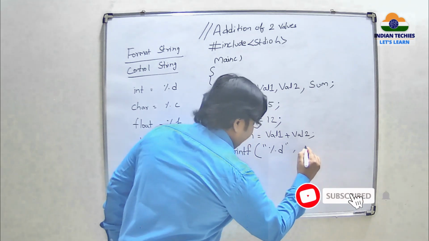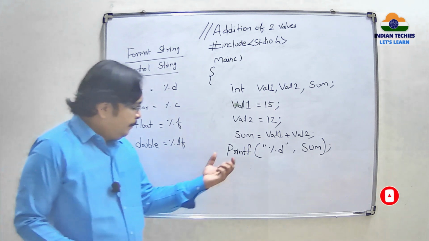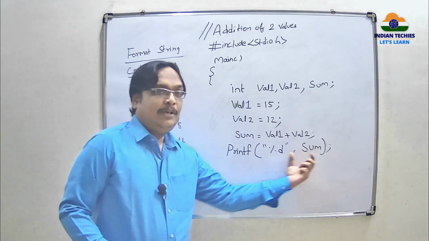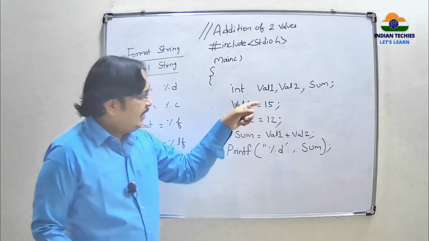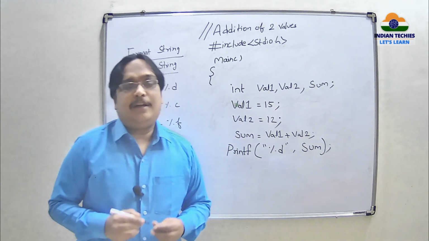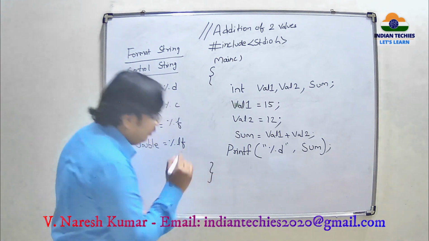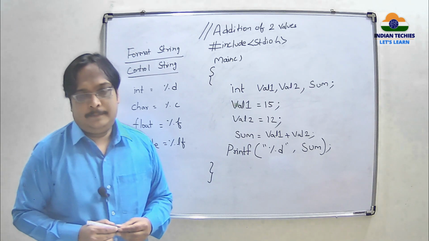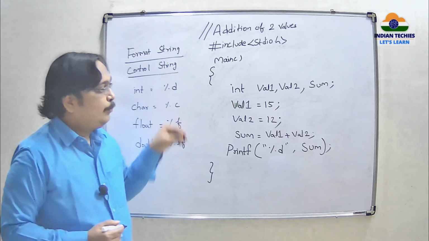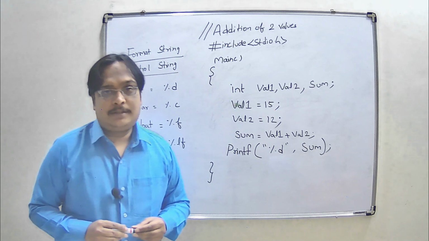So you have to use the variable called sum. So print the value in the form of an integer. Whose value? Sum value. So this 27, that is 15 plus 12, which is stored in sum. Now in the output, when you execute it, you will get the output 27. Now your printing is completed. So close your program. Close the main braces. This is a simple program for addition of two numbers.